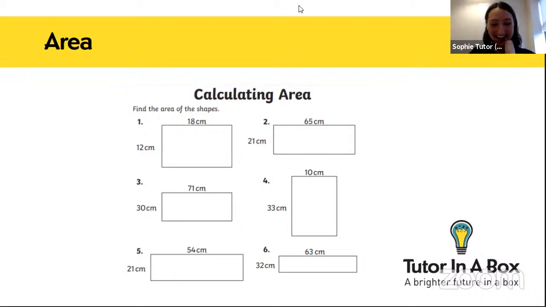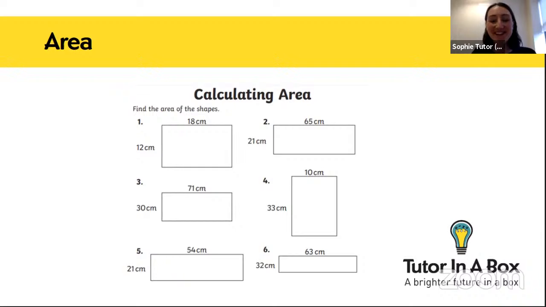Yeah, good. Lots and lots of good answers coming in. So there are 6 questions on the board here. Have a go at calculating the area. You can have a go at working out the area of one of them, or you can have a go at working out the area of all of them.